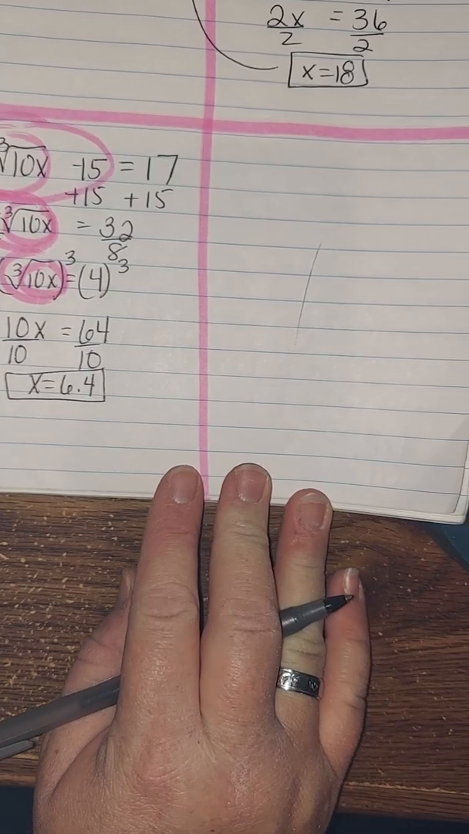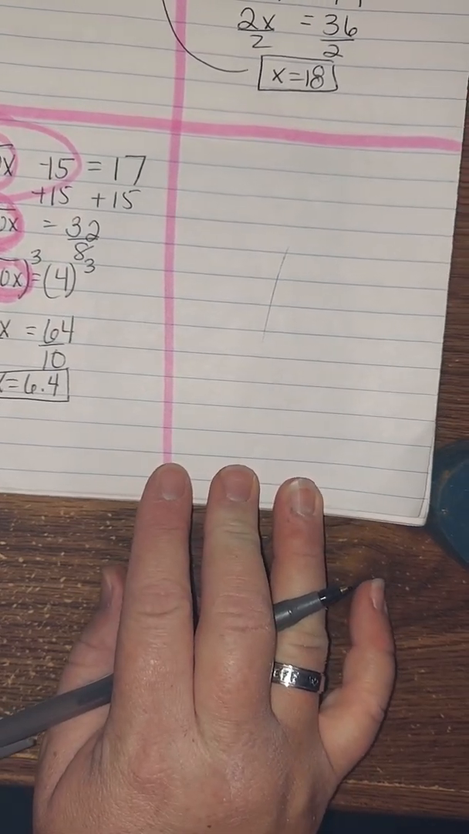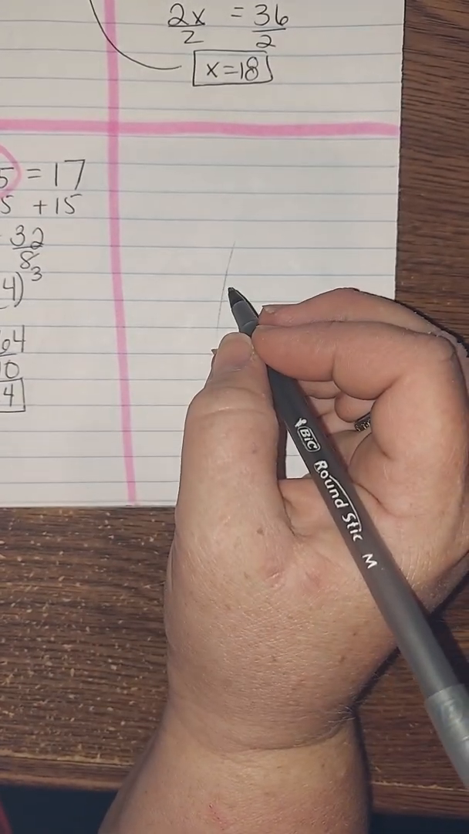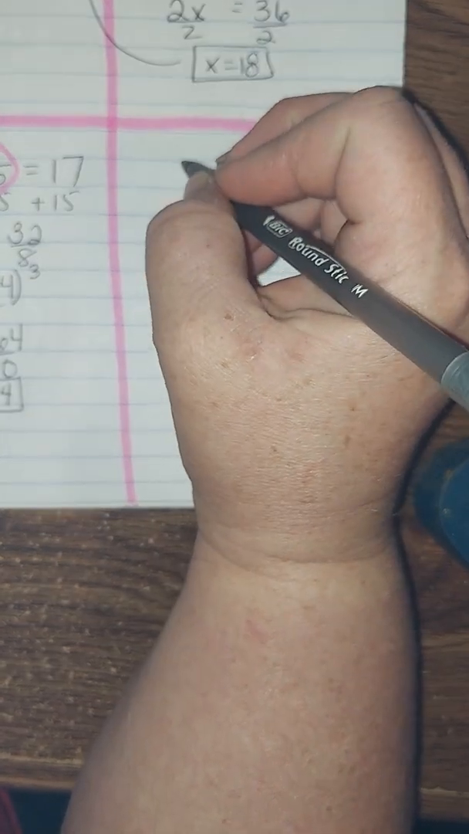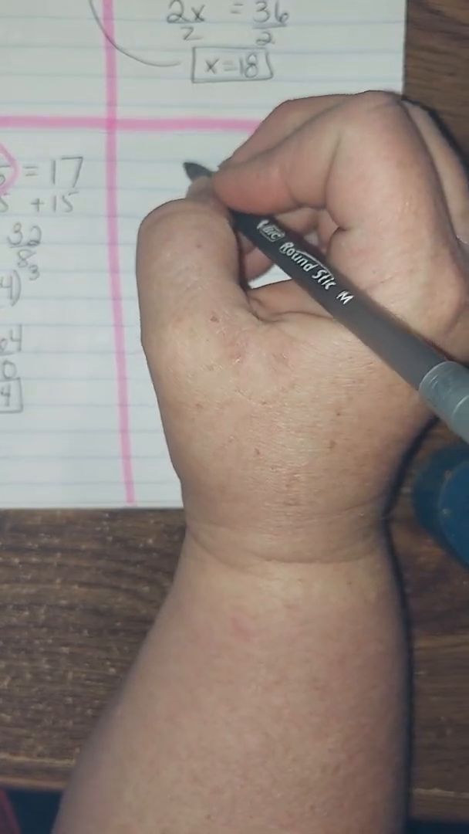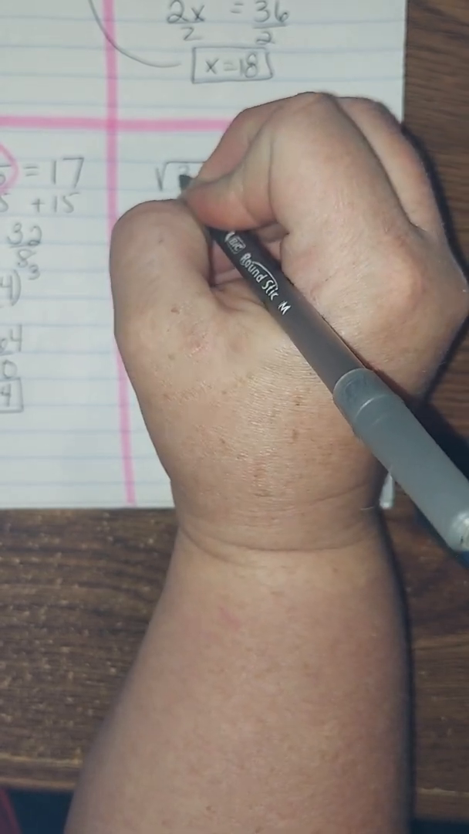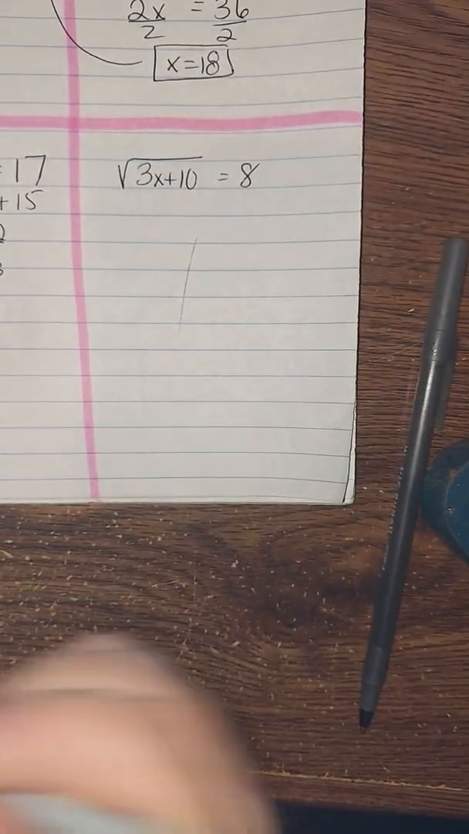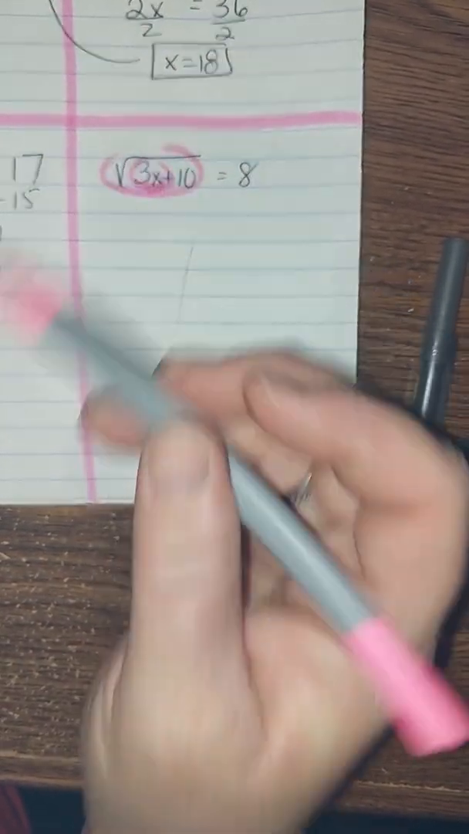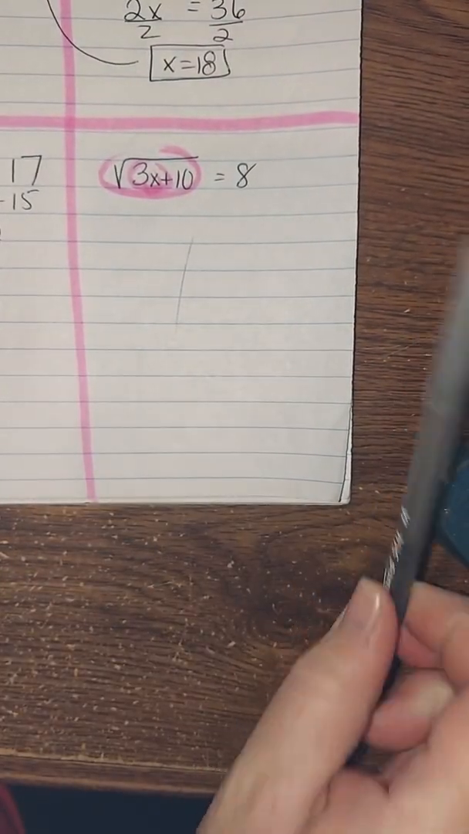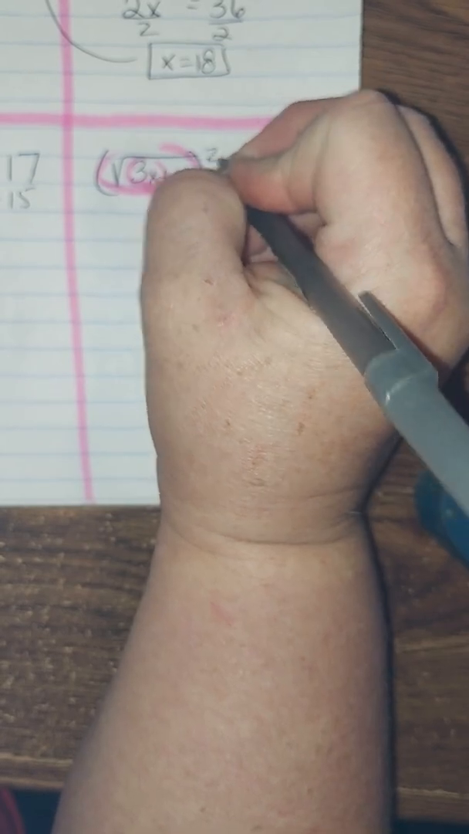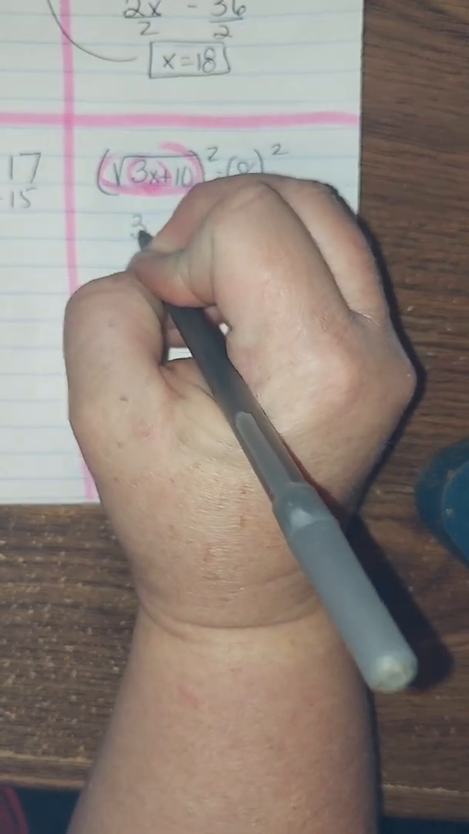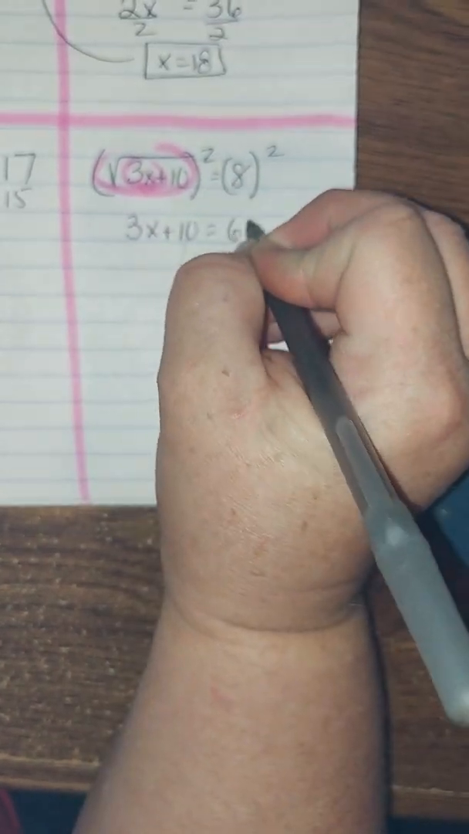All righty. Let's do the square root of 3x plus 10 equals 8. All right, I don't see anything else around, so square each side. And I square it because there's no number there. So 3x plus 10 equals 64.